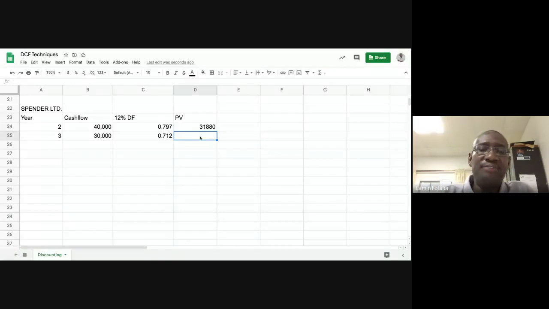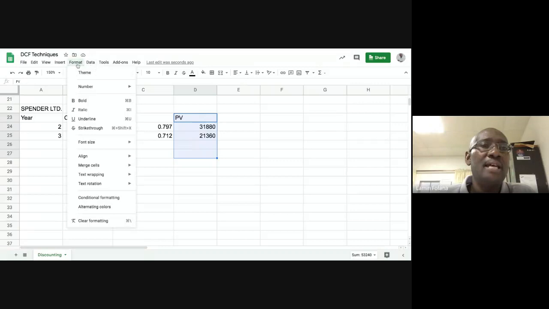So now after I calculated this, I will say equals 0.712 multiplied by this. When you enter, that should give you 21,360. Okay?